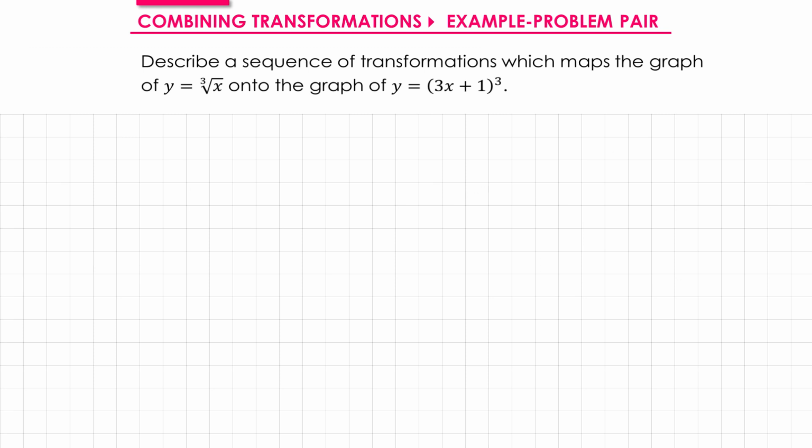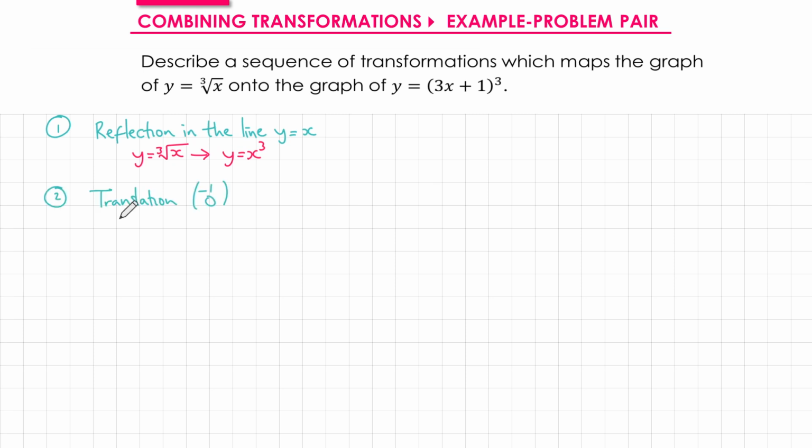So for our first combination, we need to get from the cube root of x to x cubed. Y equals the cube root of x and y equals x cubed are inverse functions, so we reflect in the line y equals x. Then, to get the plus 1, we apply a translation of vector minus 1, 0. That tells us to replace x by x plus 1. Then, to get 3x, we apply a stretch of scale factor 1/3 in the x direction.